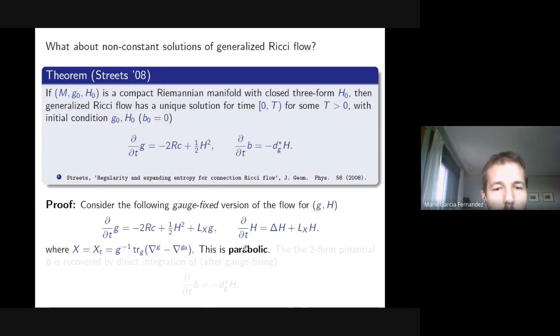Okay, so once you do this, you get a parabolic flow, a parabolic equation, and therefore you can automatically get short time existence.